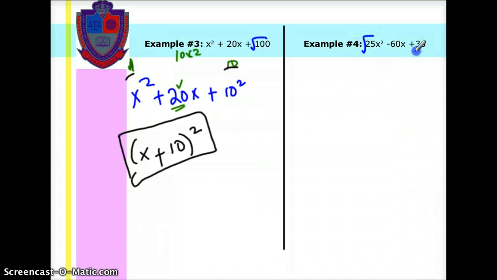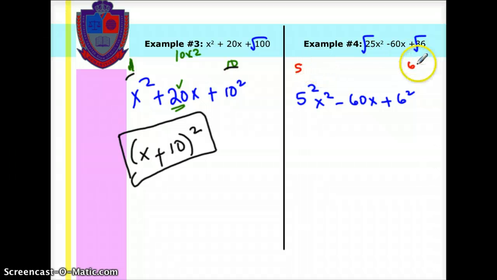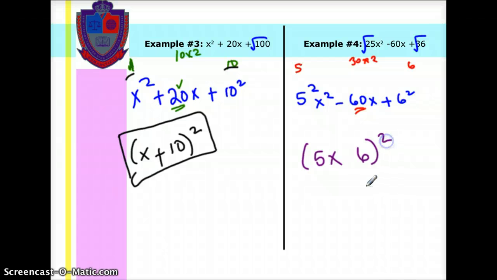Now let's look at this one here. Again, see, now I have a 25. I have to take the square root of this. So this becomes 5²x² − 60x, and then the square root of 36 is 6². So I know this is a 5 and this is a 6. 6 times 5 is 30, and if I times this by 2, I get 60, which is what I wanted. So I know this is going to be 5x with a 6 and something squared. What sign goes here? Look in front of the 60, it's a minus, so I know I have to put a minus there. And that becomes my final answer.